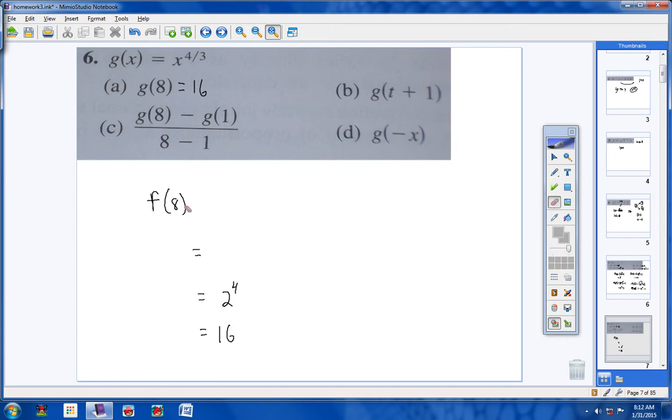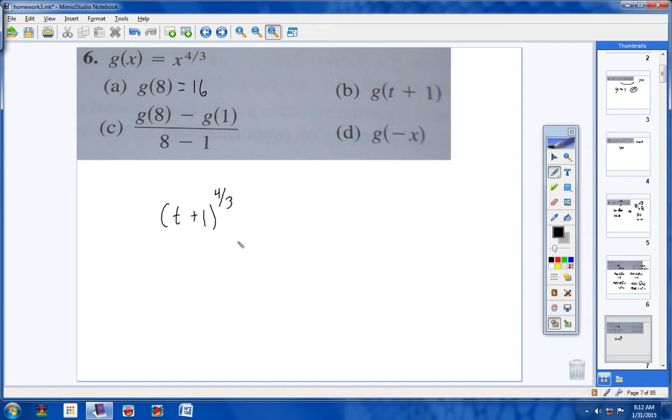Alright? Okay, moving on to letter B, t plus 1. Alright? Now, there's really not going to be a lot you can do for this one, guys. Where the x is, I'm going to put t plus 1. So t plus 1 to the 4/3 power.